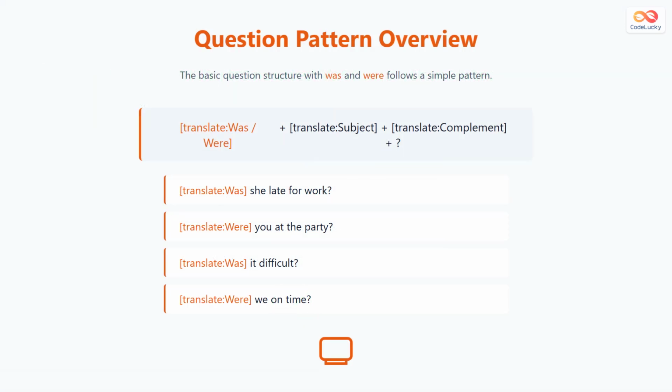The basic pattern for questions is simple. Start with was or were, then add the subject, followed by the rest of the sentence. For example, was she late for work or were you at the party? This pattern works for all types of yes or no questions about the past.